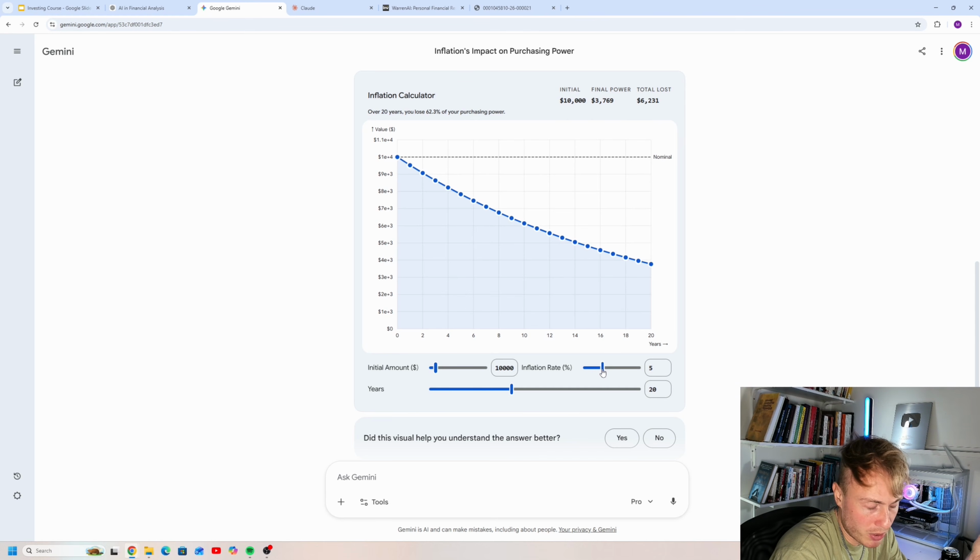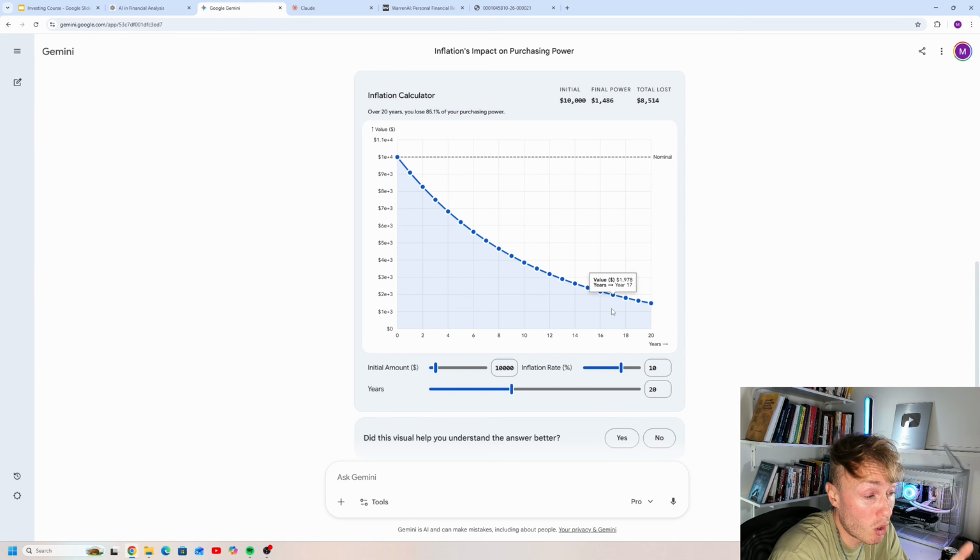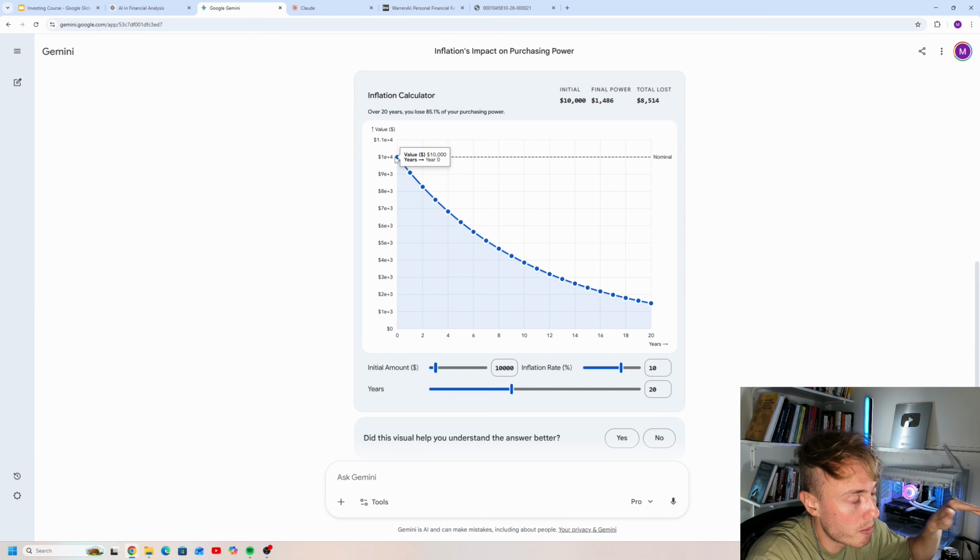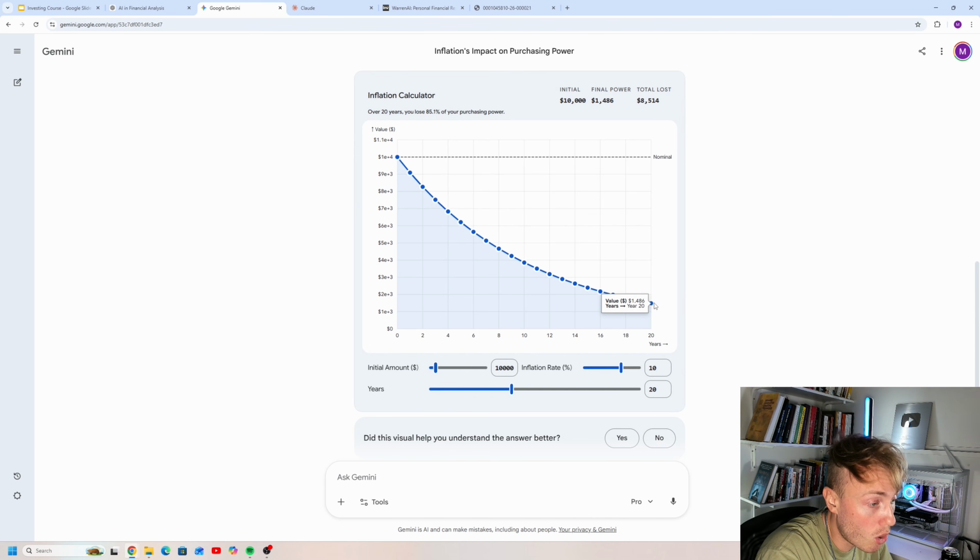And if we, for example, increase the inflation rate to the rate we had during COVID, which was almost 10%, then you can see that this looks even more brutal. During these 20 years, if you only had your cash under your mattress, the value of this cash would go from 10,000 all the way down to 1,500 US dollars. So I hope you can see right here that if you don't want to lose all your money, you need to invest your money. That is the only way to protect your money from this harsh reality of inflation.